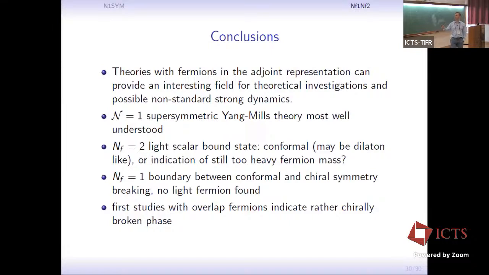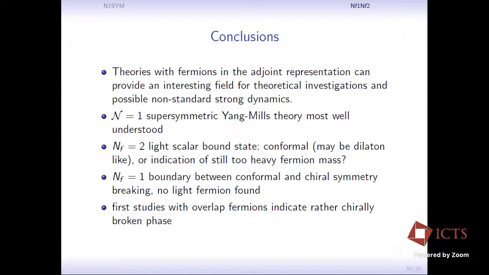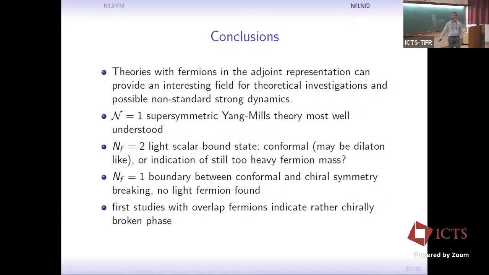Okay, so I just conclude with some general remarks. Theories with fermions in the adjoint representation provide a nice and interesting field to test theoretical predictions and developments, and also extensions of the standard model. I have shown that N=1 supersymmetric Yang-Mills theory is actually quite well under control with respect to restoration of supersymmetry in the continuum limit. There are still technical difficulties if you want to get really precise results.